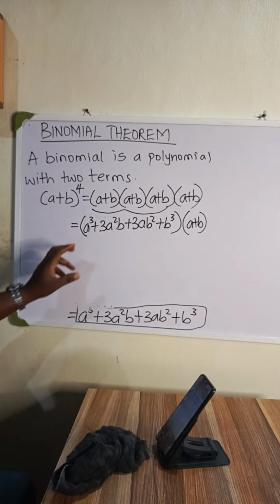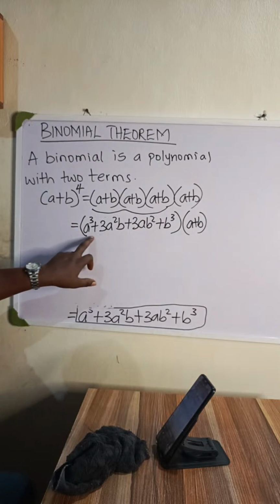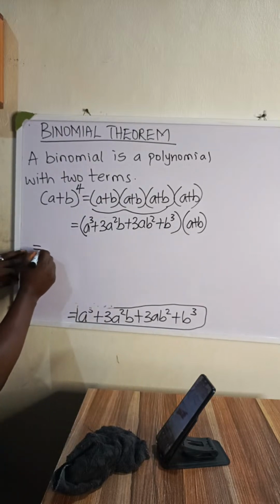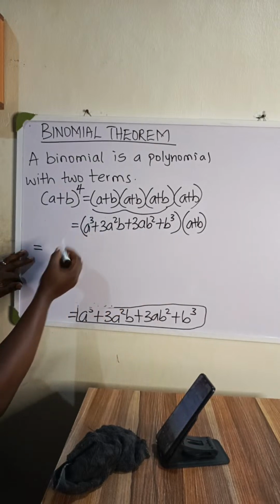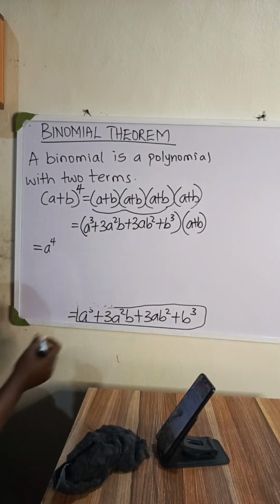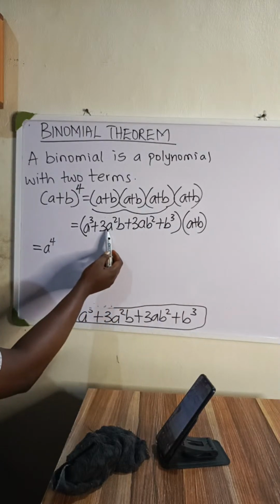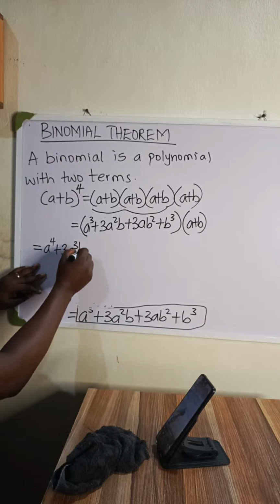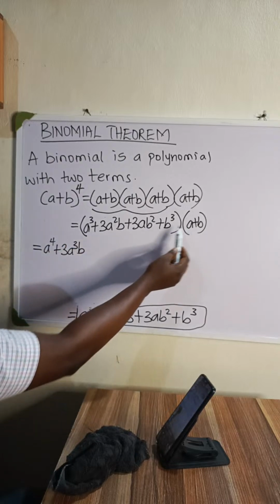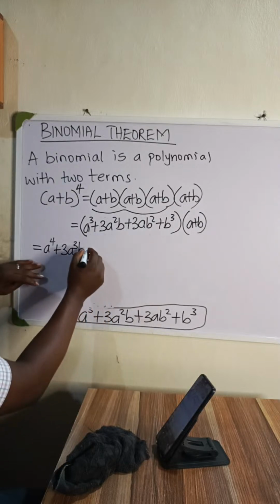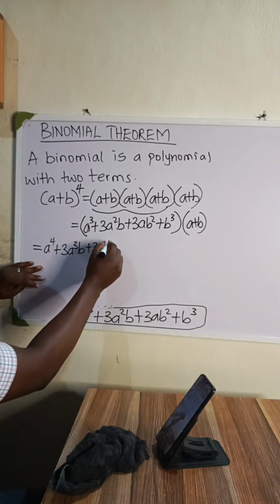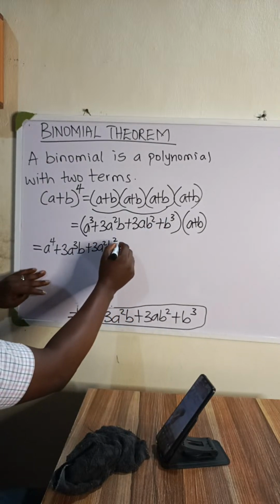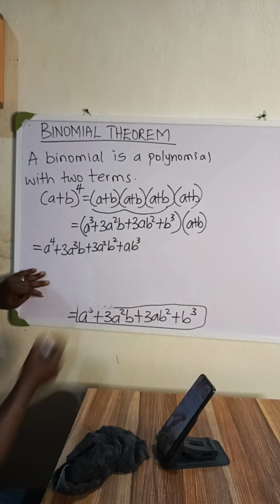Okay, so now we're going to multiply this by this. So let's try that out. I'm going to start from here. A multiplied by a to the power of 3 is going to give us a to the power of 4. A multiplied by 3a squared b is going to give us 3a cubed b. A multiplied by 3ab squared is going to give us 3a squared b squared. A multiplied by b cubed is going to give us ab cubed.